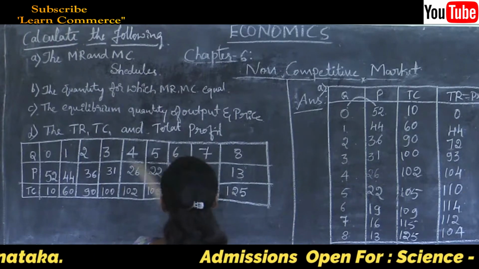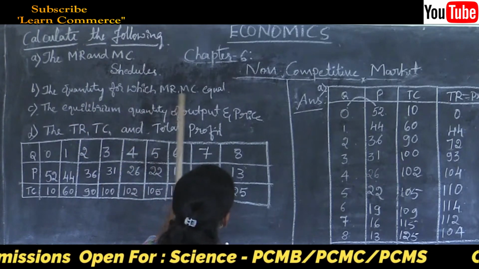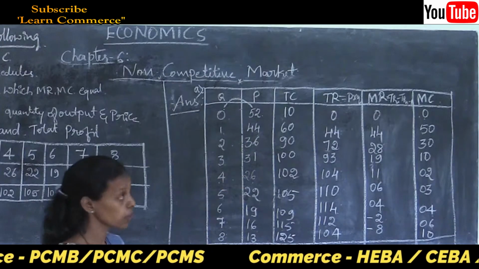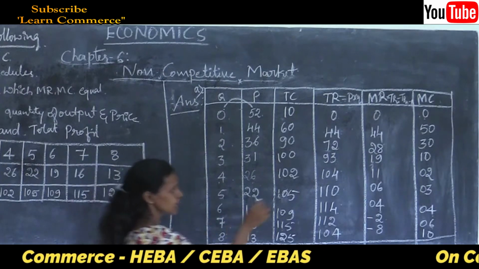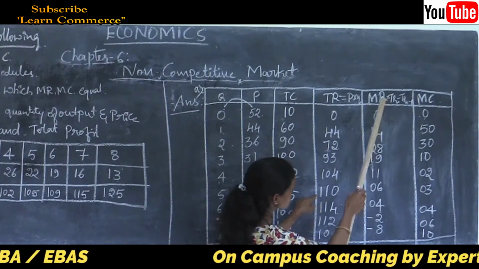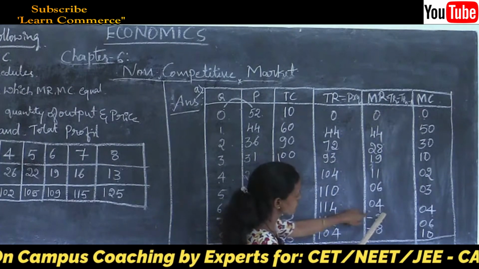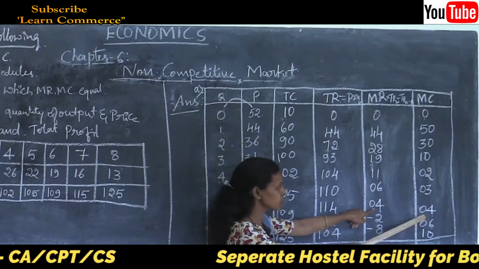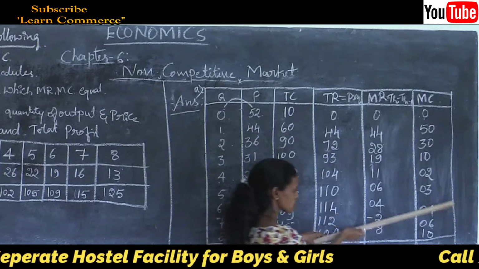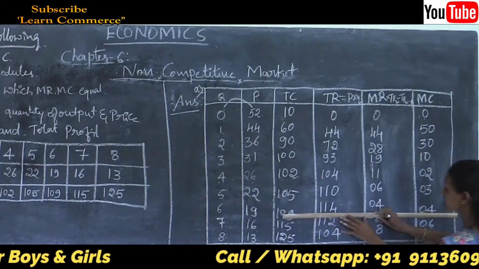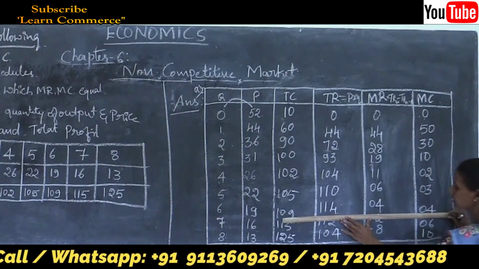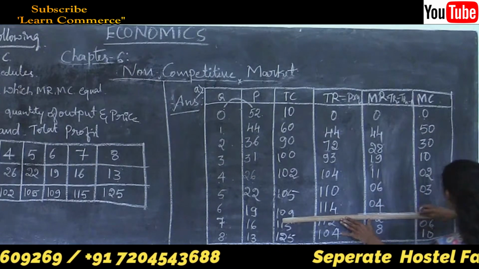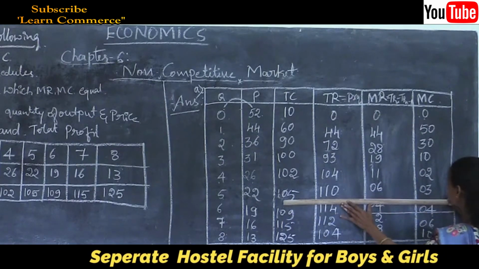Next, the second question is the quantity for which MR and MC are equal. We should see: MR is 4, MC is also 4. The quantity for which MR and MC are equal is at 4 units. See here, we should draw the line here where MR and MC are equal.